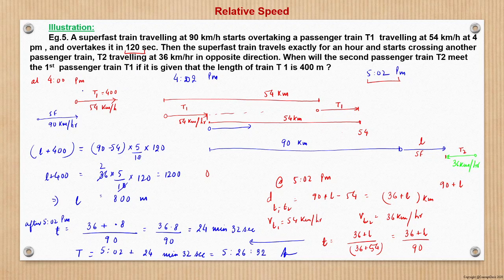In brief, we can see that at 4 p.m. the superfast train starts to overtake the passenger train T1, right? That overtaking finishes at 4:02. So at 4:02, this is the passenger train, and the superfast train has just crossed it. This is the superfast train here. The rear end of the superfast is at the same level as the engine of the passenger train.